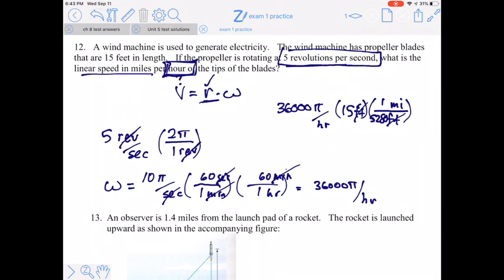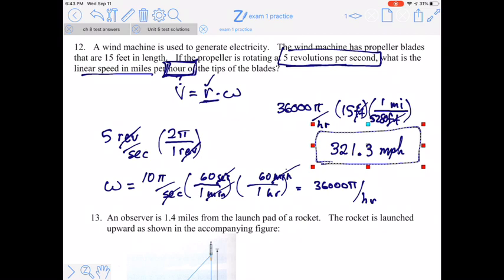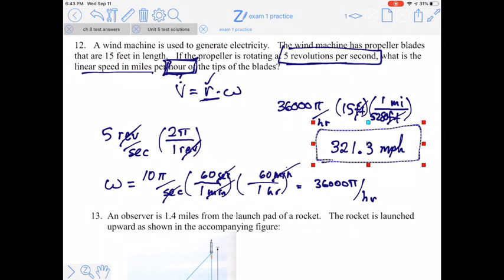So 36,000 pi times 15 divided by 5280. I got 321.9. All right, that's what I got. It's because you put the pi. Math is true. So it's about 321.3 miles per hour. Wow, that was so fun and awesome. Can you imagine if you were on the end of that thing, you'd be going 322 miles an hour? That would be awesome.